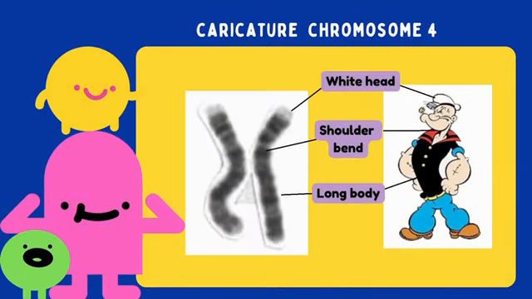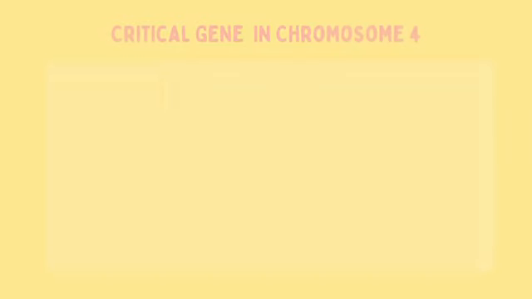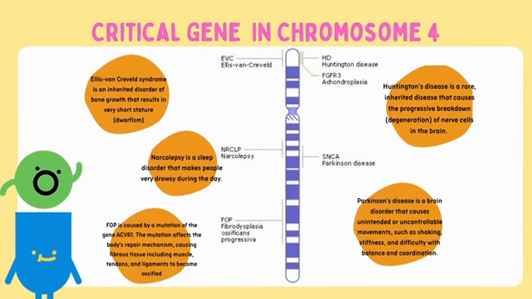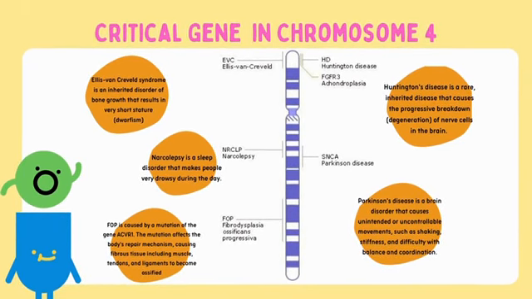So this is our caricature for chromosome 4, and it has Popeye as the representation for chromosome 4 and includes a white head, shoulder band, and long body. For your information, chromosome 4 carries genes that can cause several diseases, but let me tell you a few things about this. Firstly, Ellis-van Creveld syndrome, which is an inherited disorder of bone growth that results in dwarfism. Secondly, fibrodysplasia ossificans, which is caused by a mutation of the ACVR gene that affects the body's mechanism, causing fibrous muscle to be ossified.